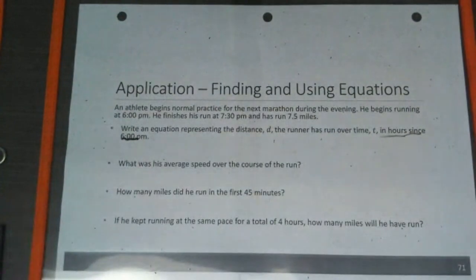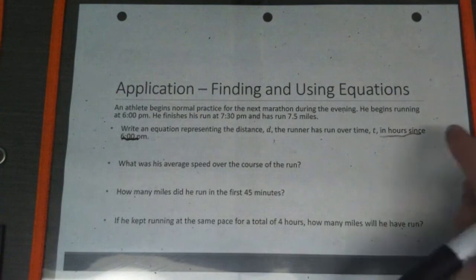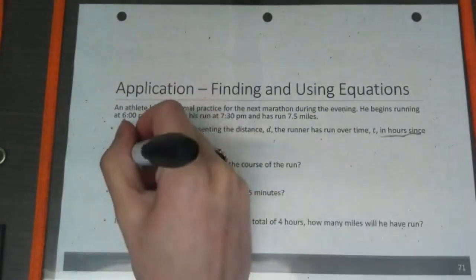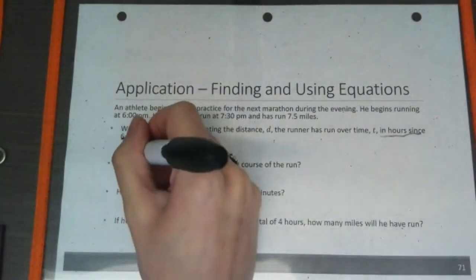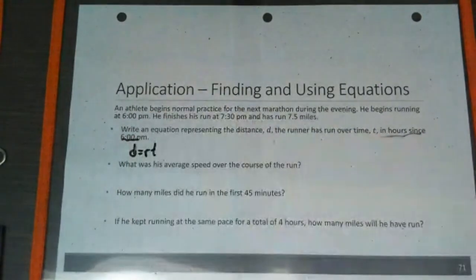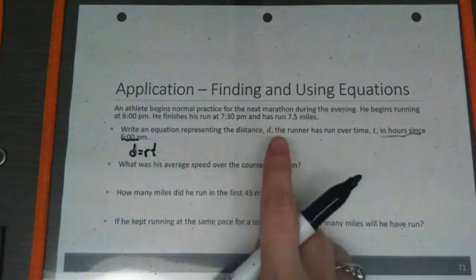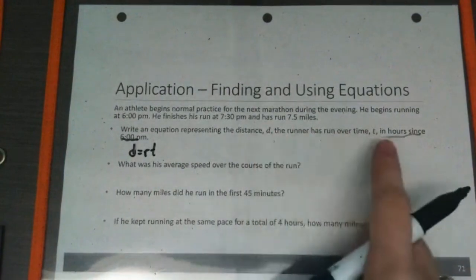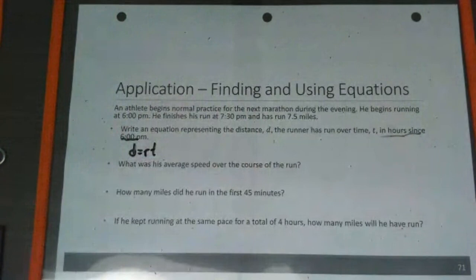In hours since 6 p.m. So that means when time is 0, it is 6 p.m. So t is 0 because that gives 6 p.m., because that's 0 hours since 6 p.m. An important equation to know here is that distance equals rate times time. D equals RT. They want us to give an equation for the distance d, so the d is going to stay. In terms of time t, so the t is going to stay. That means we need to find the rate.